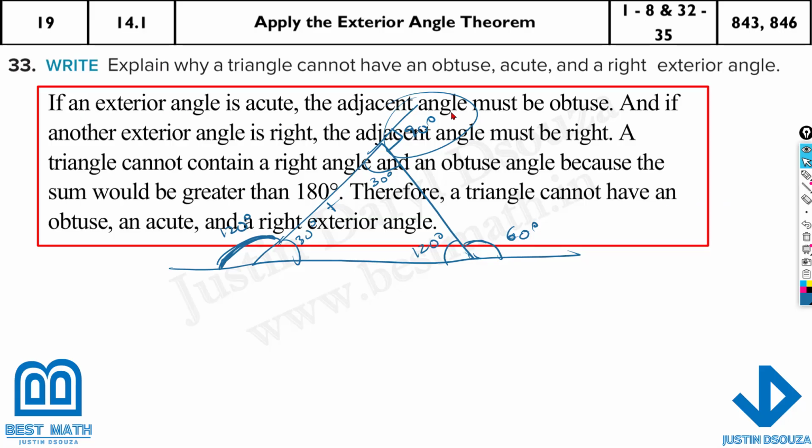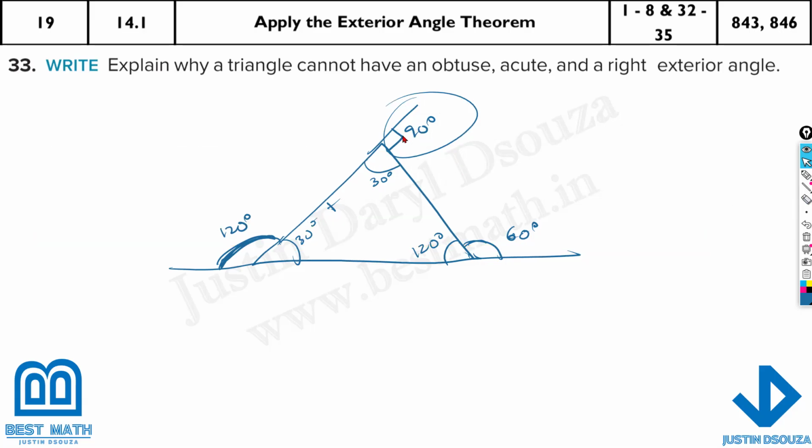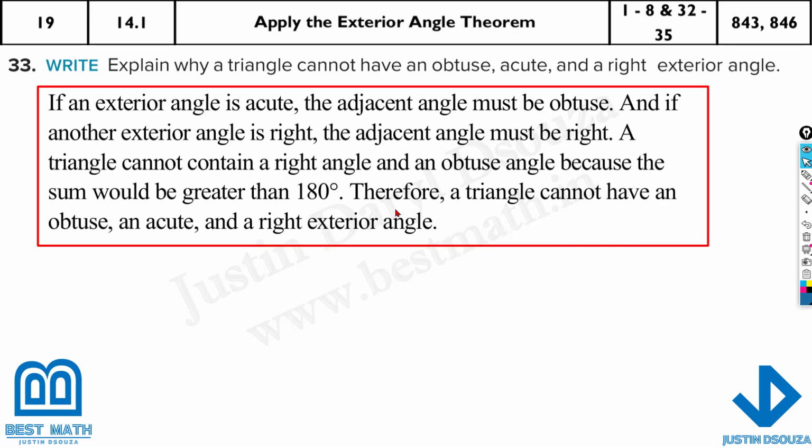If an exterior angle is acute, then the adjacent angle must be obtuse, yes. And if another exterior angle is right, then the adjacent angle must be right. This is yes. And of course, over here you should understand this should be 90, which will not make sense, right? You have acute, obtuse, so it's just not possible basically. So that is what it is.